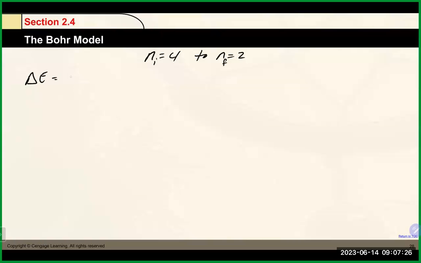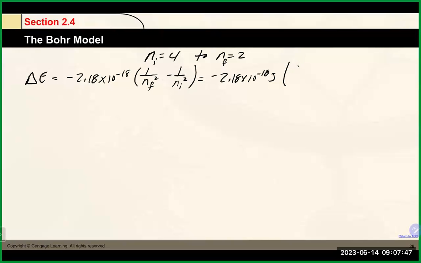We're going to take our 2.18 times 10 to the minus 18, or Rydberg's constant, times 1 over, again, our final squared minus 1 over our initial squared. So put in our numbers, 2.18 times 10 to the minus 18 joules. In this case, our final is 2, so 2 squared is 4. So 1 over 4 minus our initial, which is 4 squared, which is 16 in this case. And putting that into our calculator would be a much better idea.